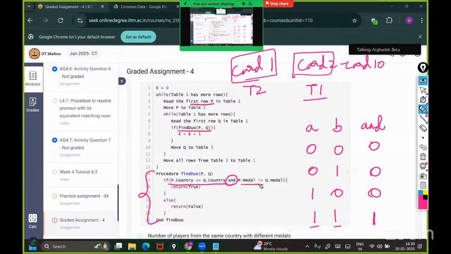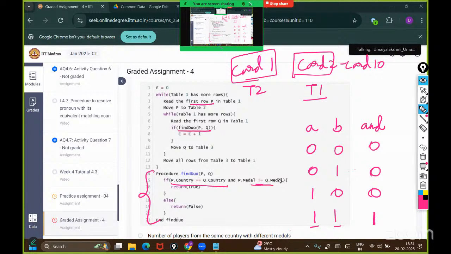No, exactly. It will not check because it's AND. So if the first condition failed, there is no need to check the second condition at all. Now we are checking the condition, that is country. If both people's country are the same, then we check for the medal.